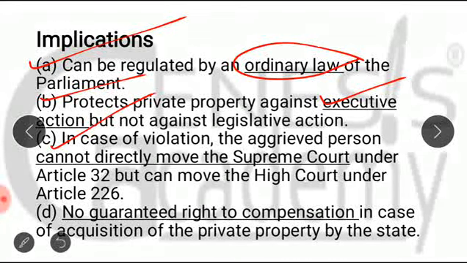Number 3, in case of violation, the aggrieved person cannot directly move to Supreme Court under Article 32, but he can move to High Court under Article 226 because it's no more a fundamental right. In case of violation of fundamental rights, an aggrieved person, he can directly move to the Supreme Court. But since it's not a fundamental right anymore, so the aggrieved person may move to the High Court under Article 226 and not the Supreme Court.